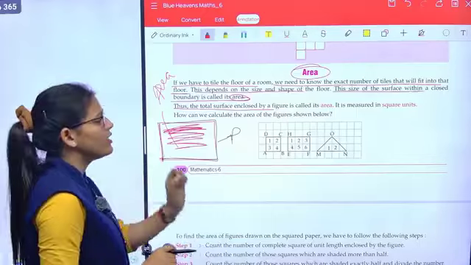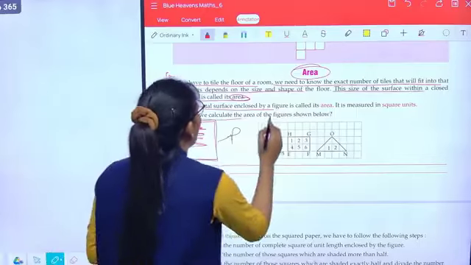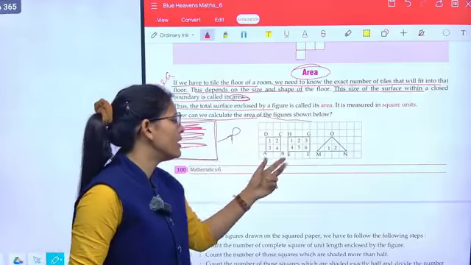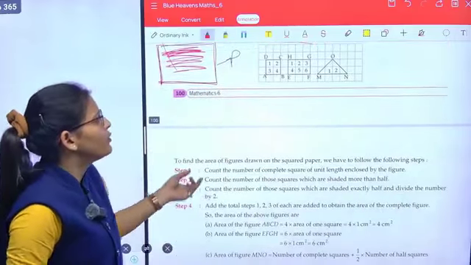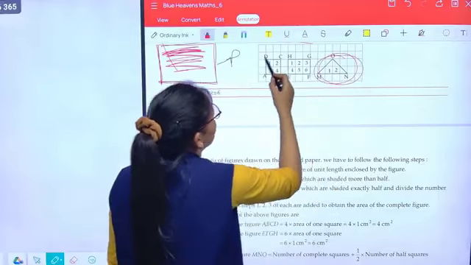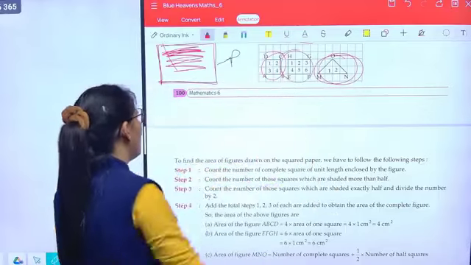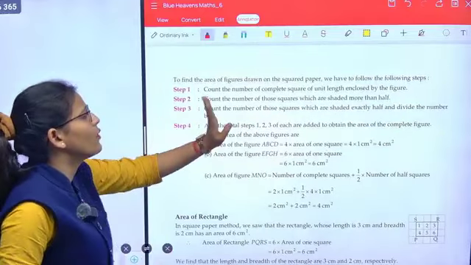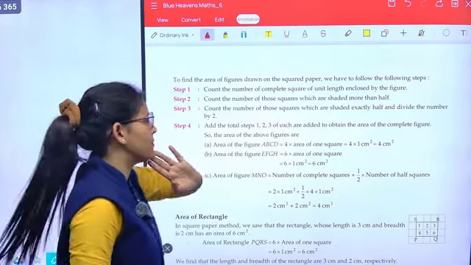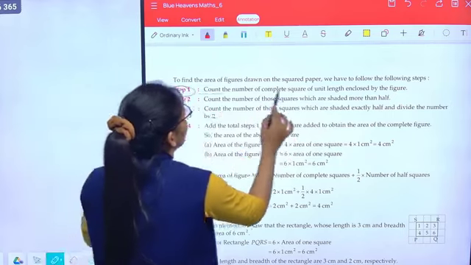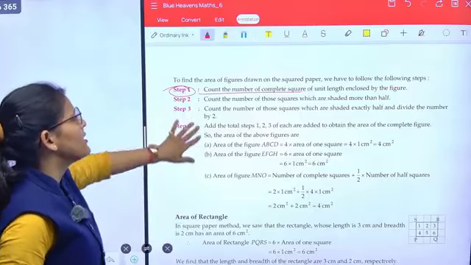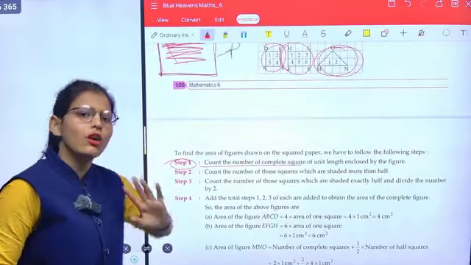Area is always measured in square units. How can we calculate the area of the figure shown below? There is just 1 2 3, 1 2 3 4 5 6, and this is a triangle, square, rectangle. Now class, to find the area of the figure drawn on the squared paper, we have to follow the following steps. Step 1, count the number of the complete squares of unit length enclosed by the figure. Class, we can count the number of squares.